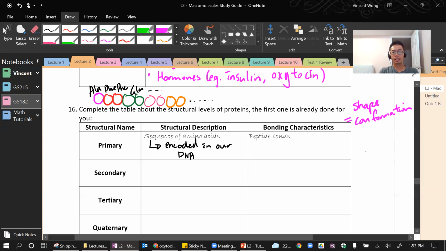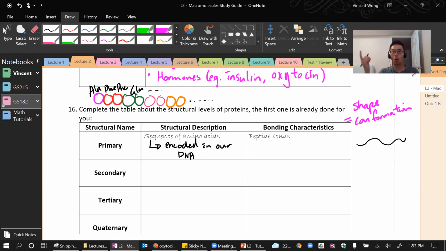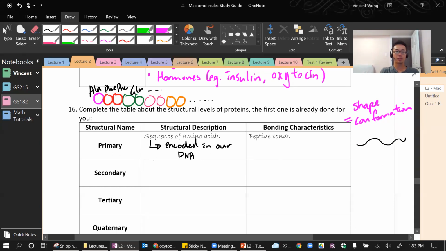So here is the primary sequence, just like a strand of polypeptide. Now, depending on the amino acid sequence, some amino acids, if you put them next to each other, will start to coil up. Others will start to form these zigzag patterns. So that's the secondary structure.